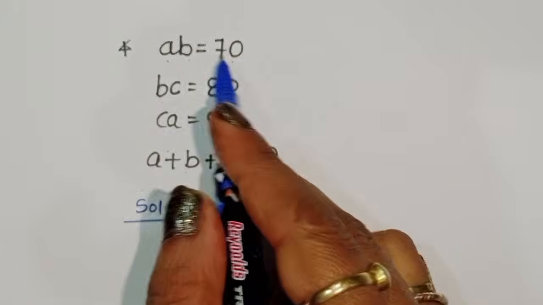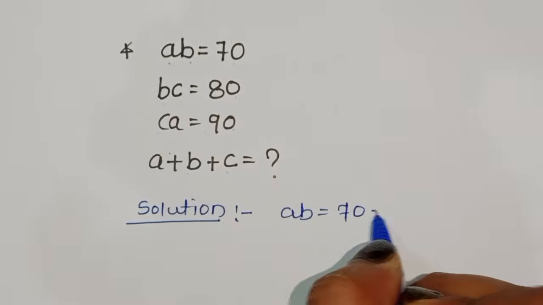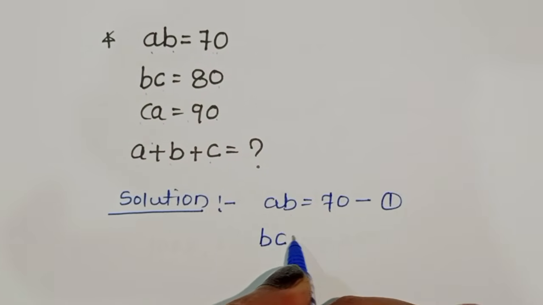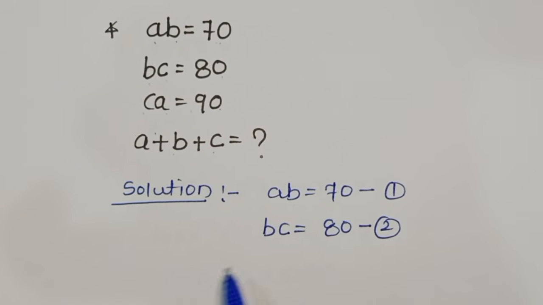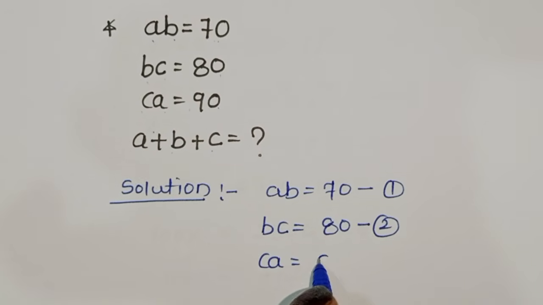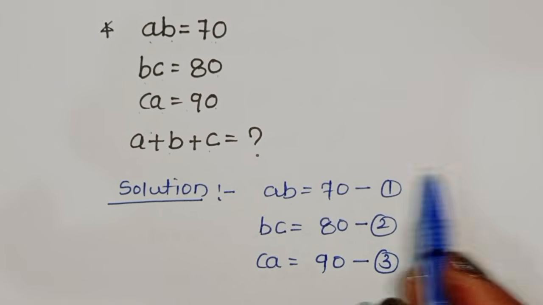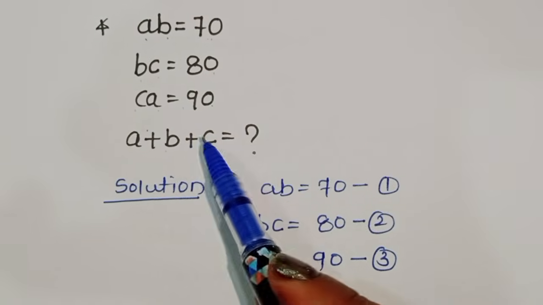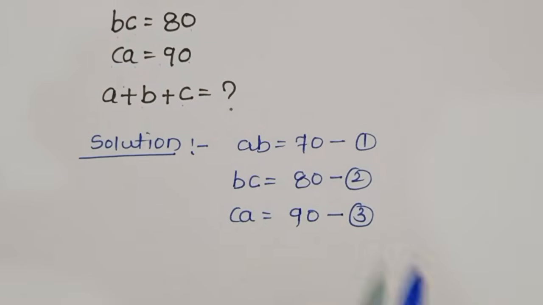So we can consider this one. AB is equal to 70, first equation first. Next one is given BC is equal to 80. This is equation number 2. CA is equal to 90. This is equation number 3. Now we have here three equations and we have to find out the value of A plus B plus C, right? So we can multiply equations 1, 2 and 3 here.